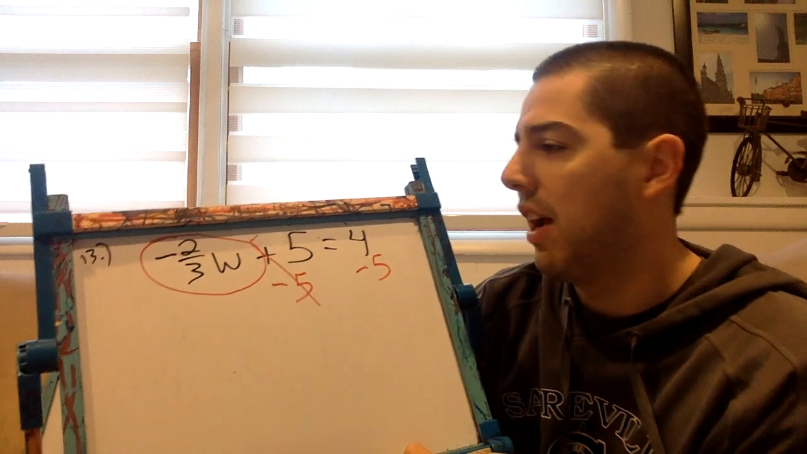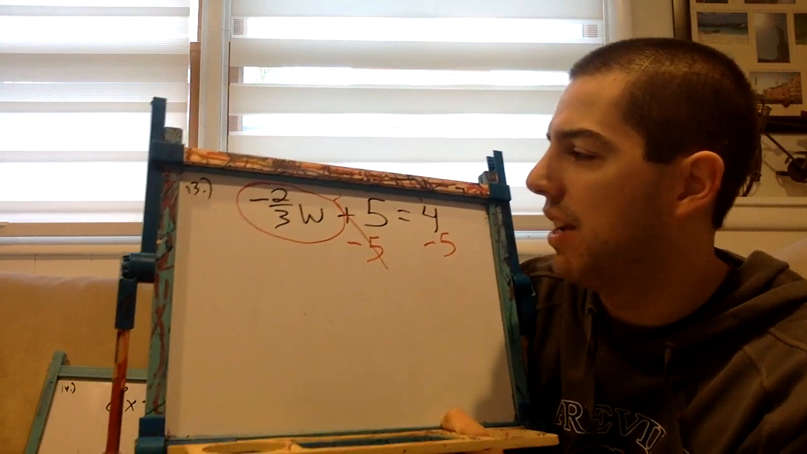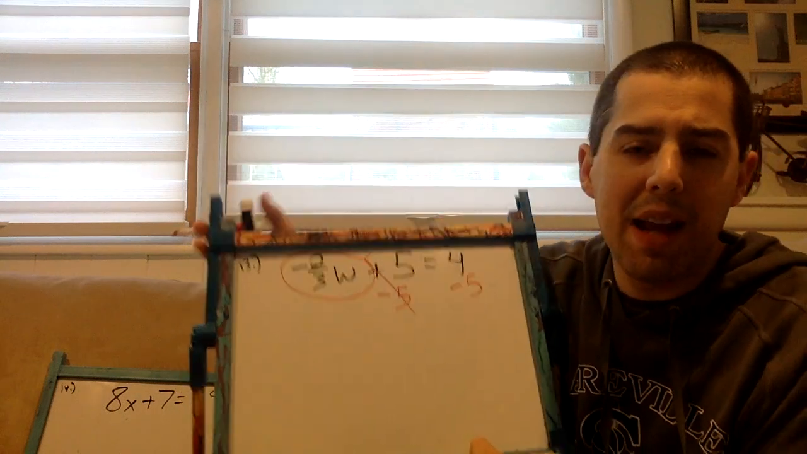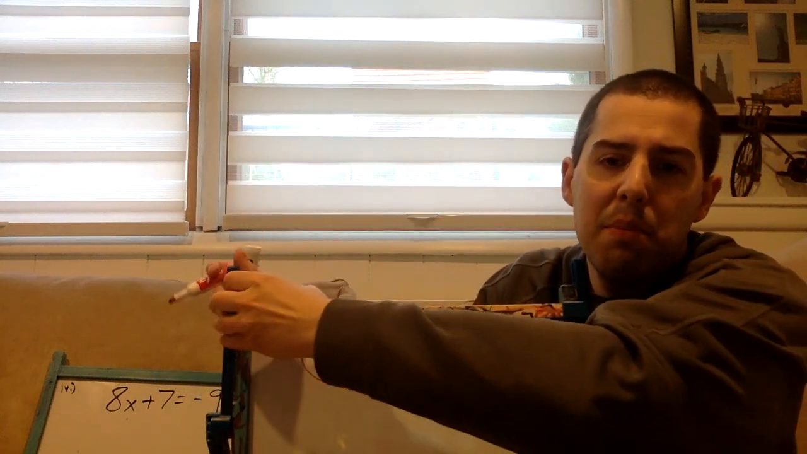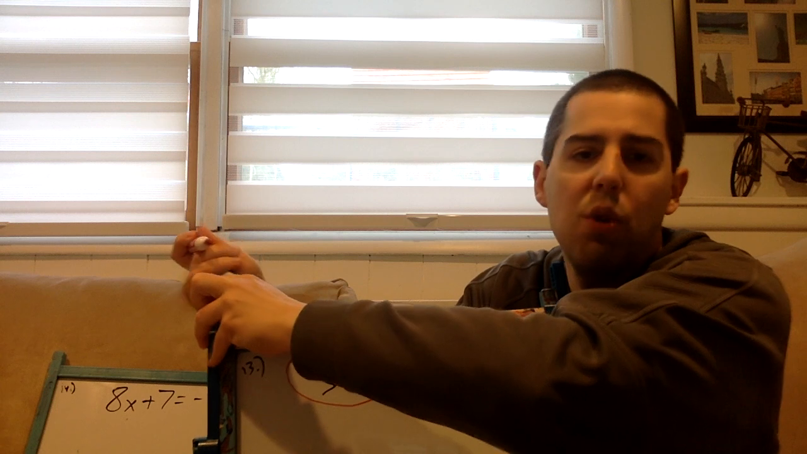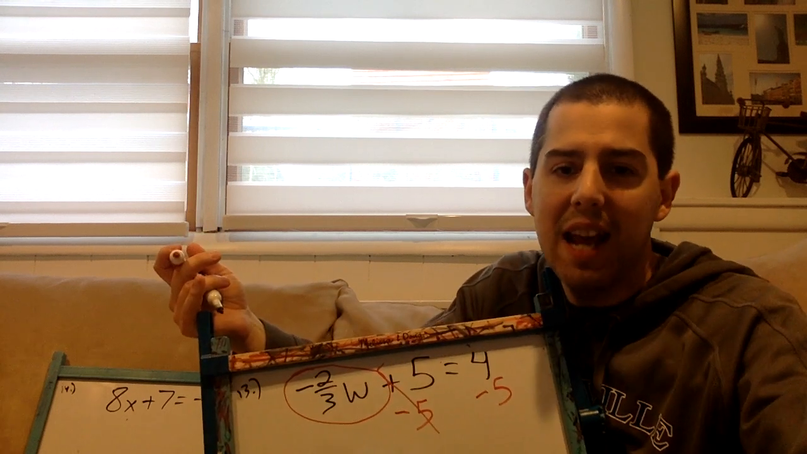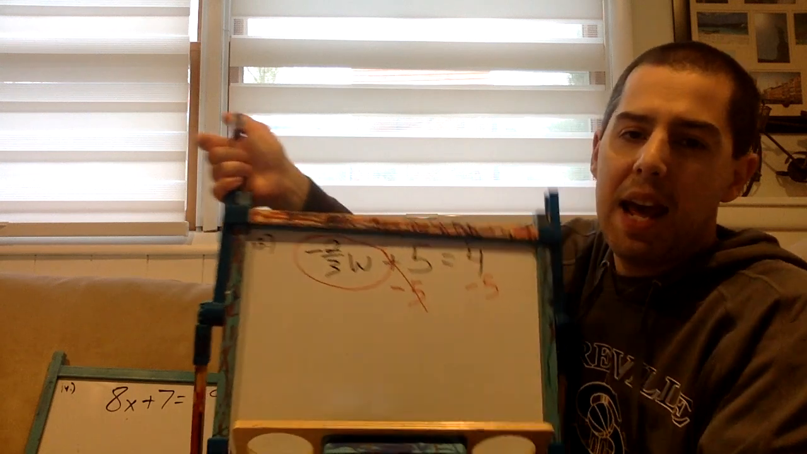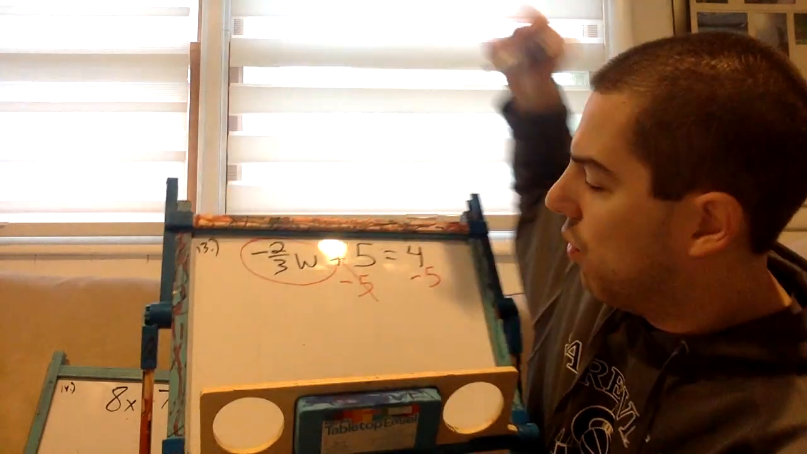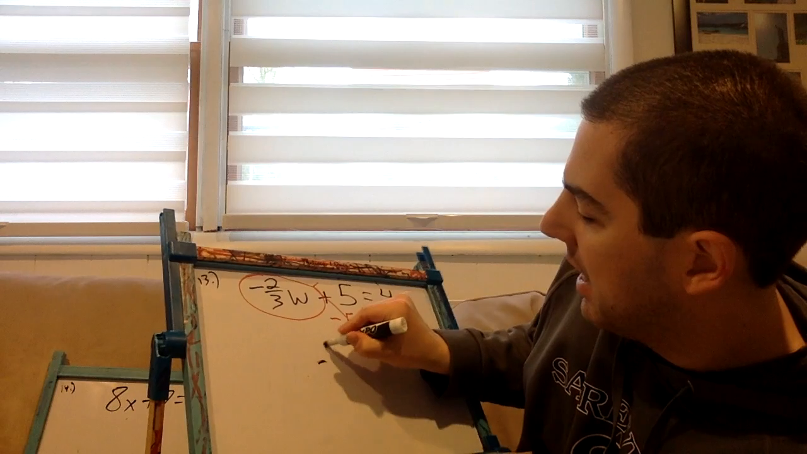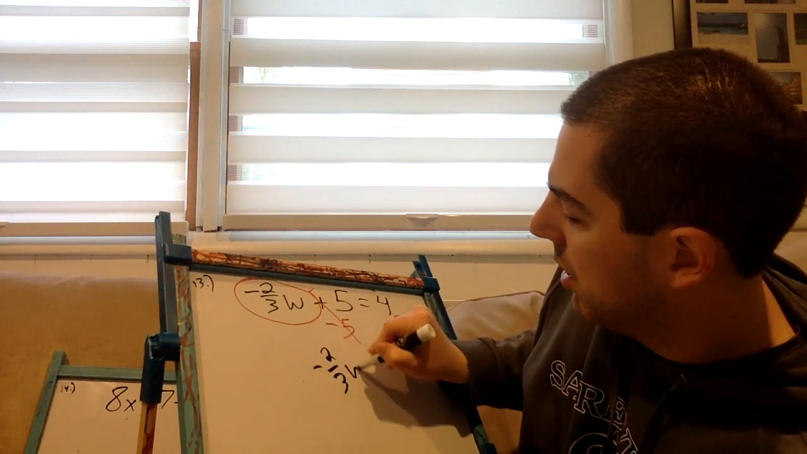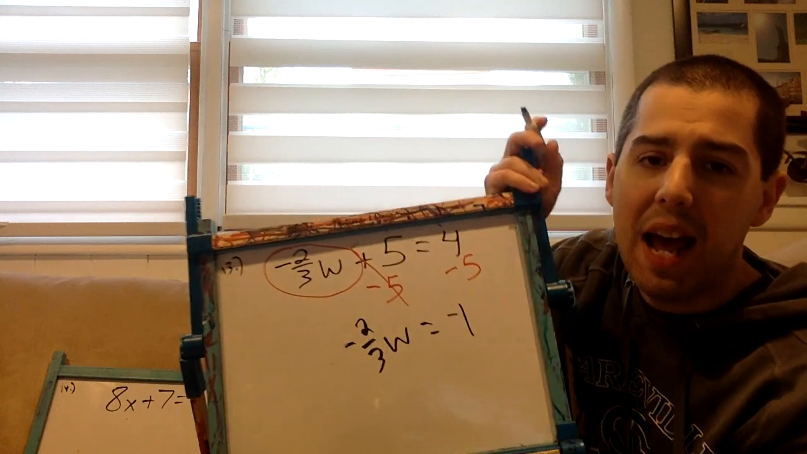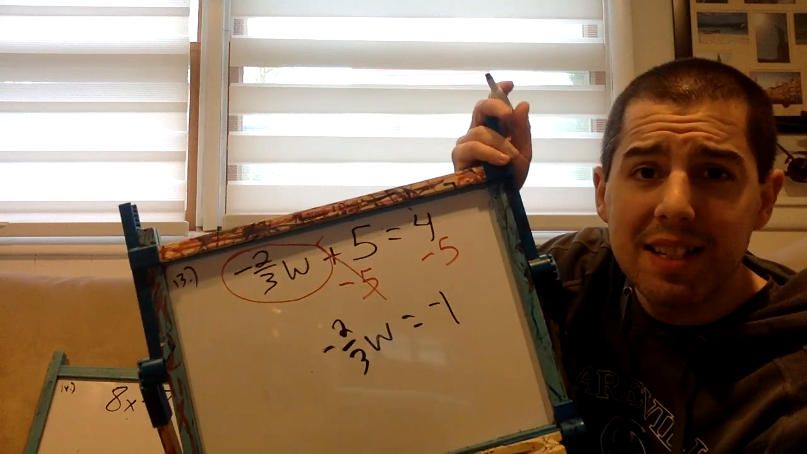So if I look here, now I'll have a negative 2/3 W on the left and 4 minus 5. You need to remember it's like they are in a tug of war against each other. The negative has the greater absolute value, so the negative wins. And you subtract and you'll get negative 1. So I bring down the negative 2/3 W equals negative 1. Now, this is lesson 6.3.